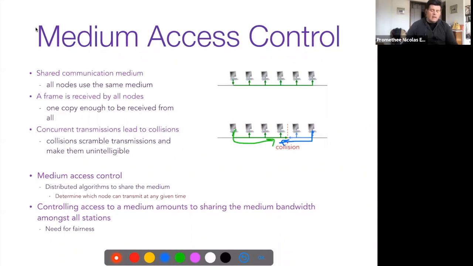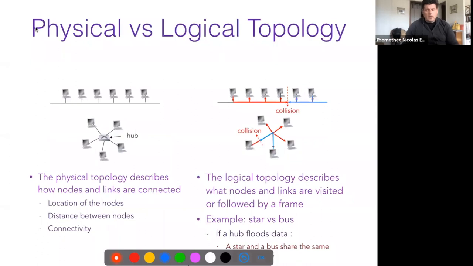So that's the reason that in those networks, at the link layer, we implement medium access control, which is just an algorithm that shares the medium by determining which node can transmit at a given time. We will see that you need to be fair, because if we are competing to access a medium, we want to be fair to everybody. It means everybody has the same chance, the same likelihood of transmitting. So this is also another requirement on this kind of algorithm.